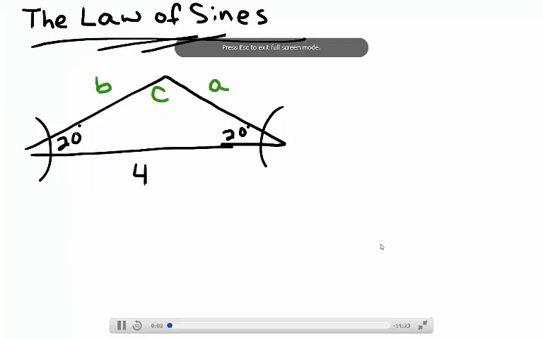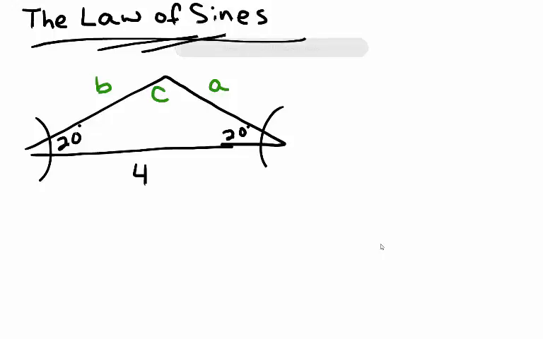In this video, we're going to solve a triangle using the law of sines. We'll start by taking a look at the given information. In this triangle, we are given an angle, a side, and an angle. This is called an ASA triangle. We can use the law of sines to solve this triangle by first determining the value of angle C.